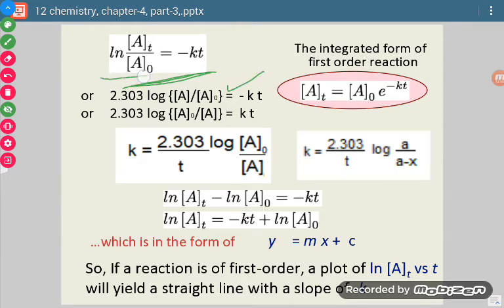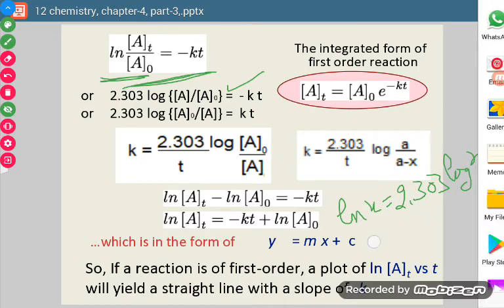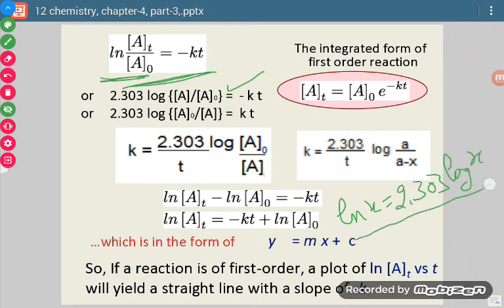We converted natural log into common log. Natural log of x is equal to 2.303 common log of x. Okay. So here what is x? X is A over A naught. So natural log of A over A naught is equal to 2.303 times common log of A over A naught.